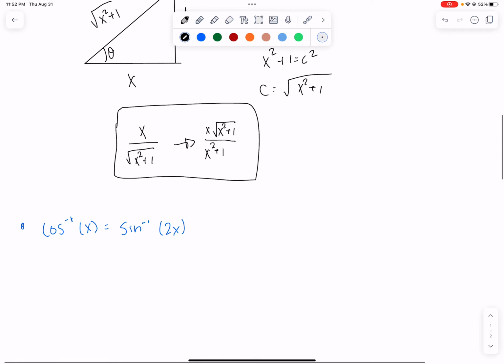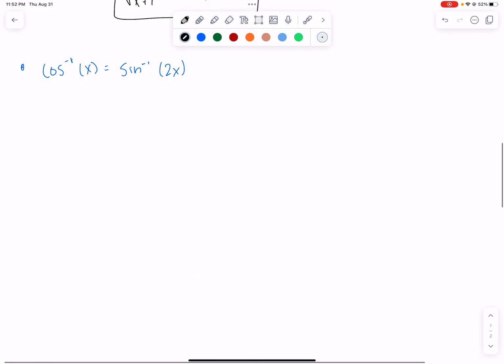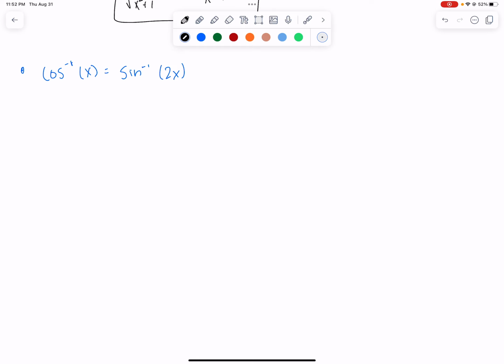Okay, so for number two, you were trying to solve an equation. It said inverse cosine of x is equal to inverse sine of 2x. And I also told you guys to give an exact answer. So for this one, what I'm going to do here is take cosine on both sides so that I can get rid of inverse cosine. So now I have x is equal to cosine of inverse sine of 2x.